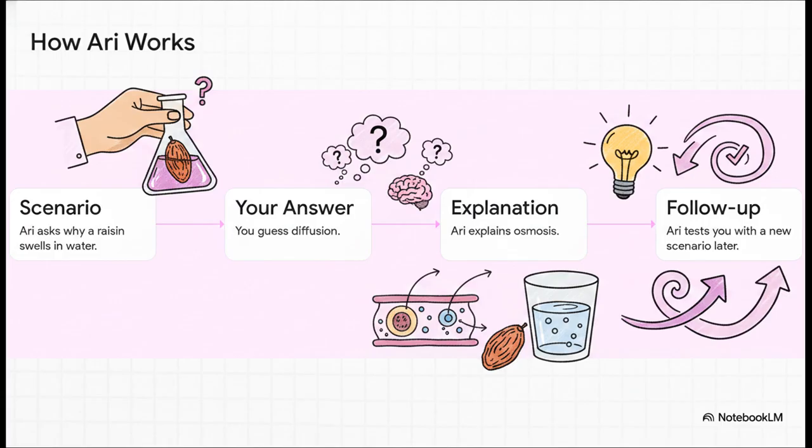You answer, maybe guessing diffusion. Now, Ari doesn't just buzz you and say wrong. Instead, it explains that it's specifically osmosis, because water's moving across a membrane, and it actually walks you through that whole concept. And here's the real genius part.